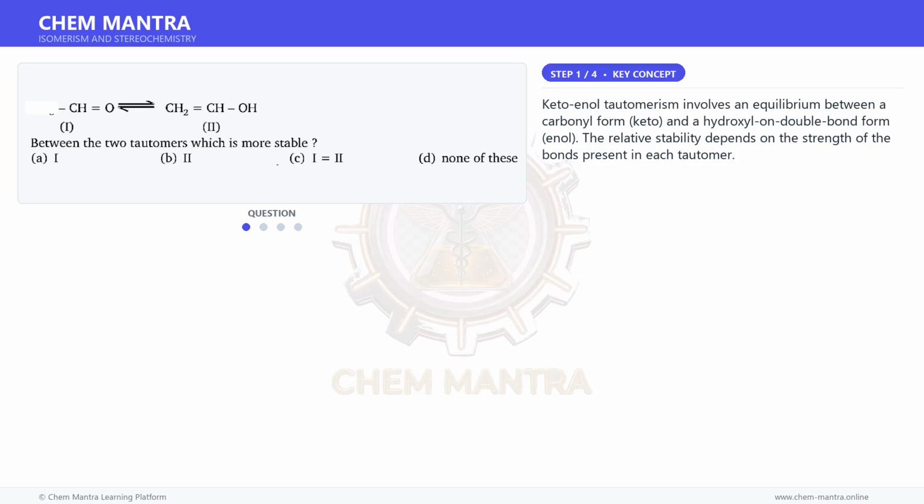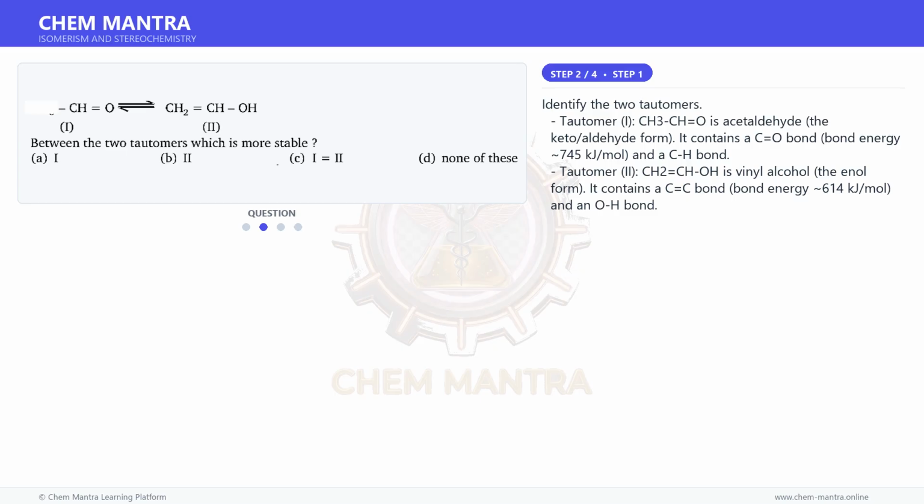Keto-enol tautomerism involves an equilibrium between a carbonyl form, keto, and a hydroxyl double bond form, enol. The relative stability depends on the strength of the bonds present in each tautomer. Moving on to the next step.